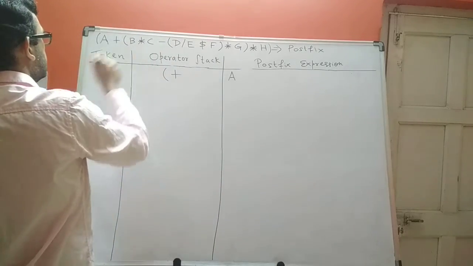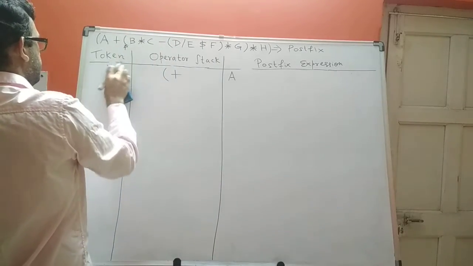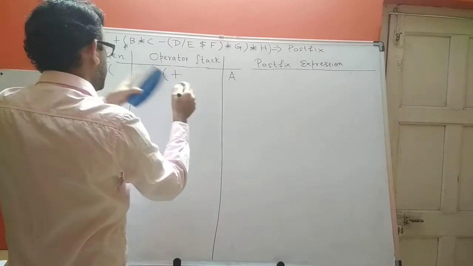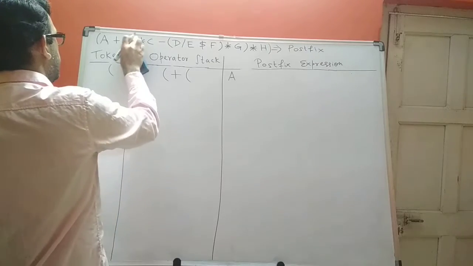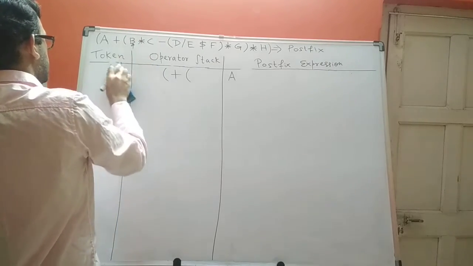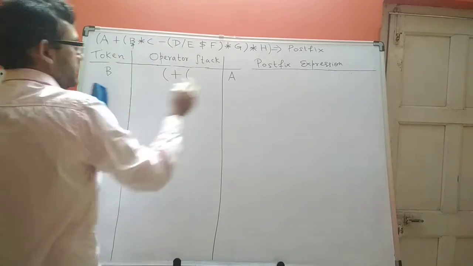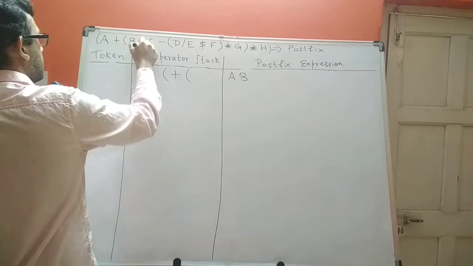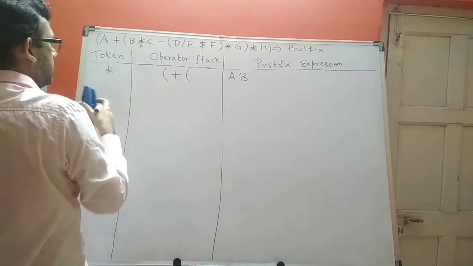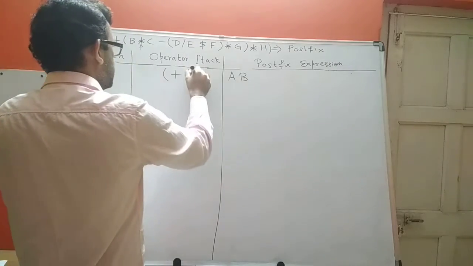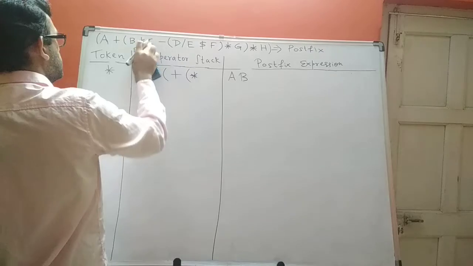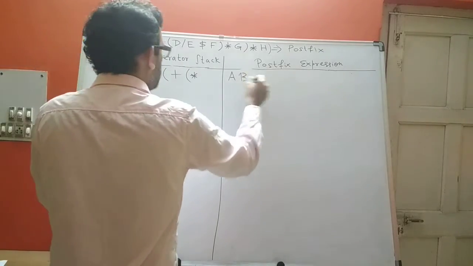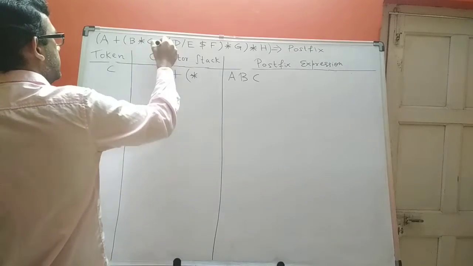My next token is opening parentheses. Now whenever opening parentheses is my current token, it has the highest precedence, so it can be above plus. My next token is B. So B is an operand, so I'll simply add it to the postfix expression. My next token is star. Now star has greater precedence than opening parentheses, so I will push it onto the stack. My next token is C, so I will add it to the output. My next token is minus.